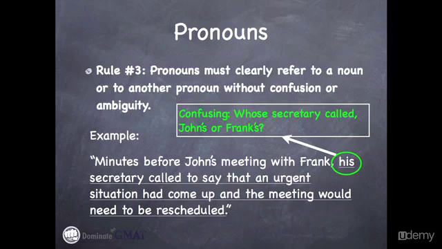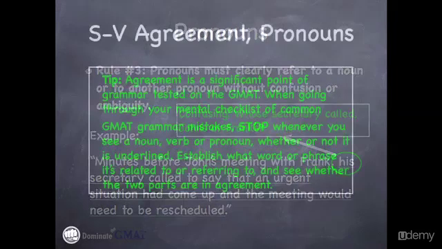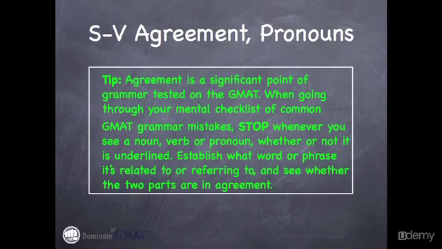So it's important, and I don't have answer choices for you there. It would have to be changed somehow to be made less ambiguous, and you would want to look for answer choices that clearly make that change. Here's a final tip for you. A lot of what the GMAT tests in terms of sentence corrections boils down to agreement. Subject-verb agreement, pronoun agreement. Does the pronoun agree with the noun that it's referring to? And so agreement is a significant point of grammar tested on the GMAT.